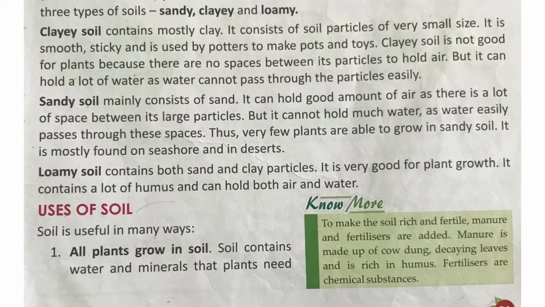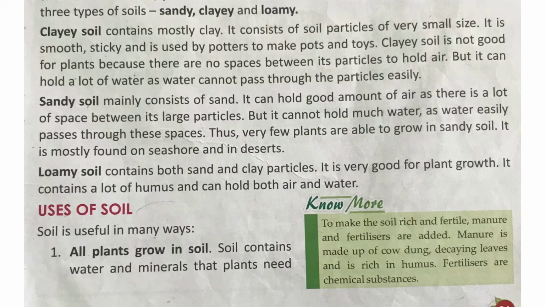3 types of soils: sandy, clay and loamy. Clay soil consists mostly of clay. It consists of soil particles of very small size. It is smooth, sticky and it's used by potters to make pots and toys. Clay soil is not good for plants because there are no spaces between its particles to hold air. But it can hold a lot of water as water cannot pass through the particles easily.